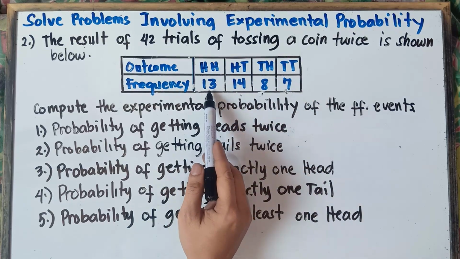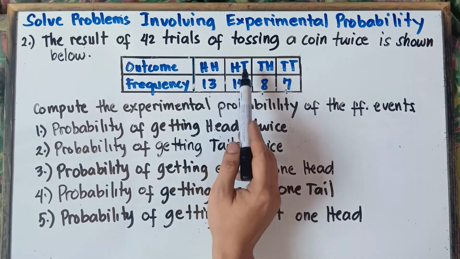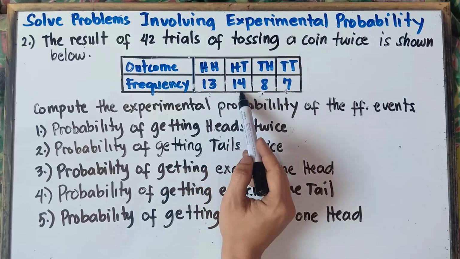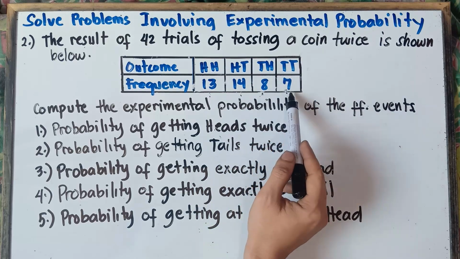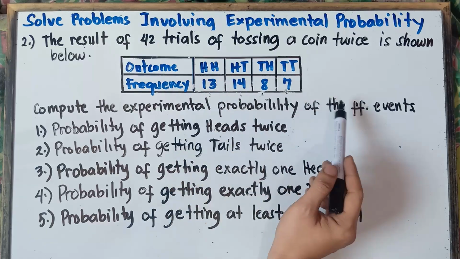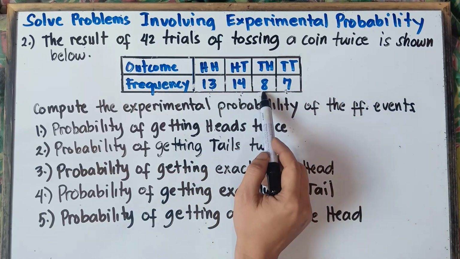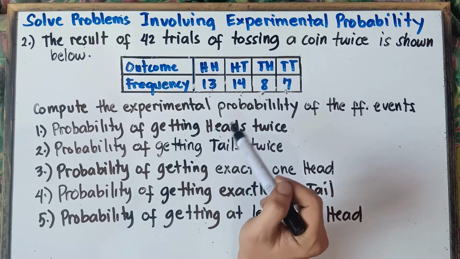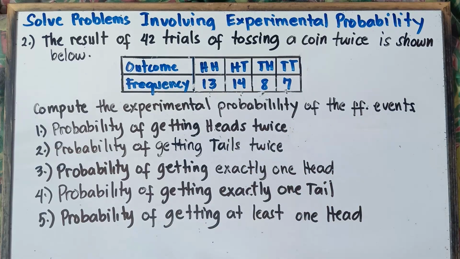And this will be the frequency. Therefore, 2 heads appeared 13 times. Head and then tail appeared 14 times. Tail and then head appeared 8 times. Tail and then tail appeared 7 times. If you add these, the total frequency: 13 plus 14 is 27, plus 8 is 35, plus 7 is 42. We have 42 trials of tossing a coin twice.